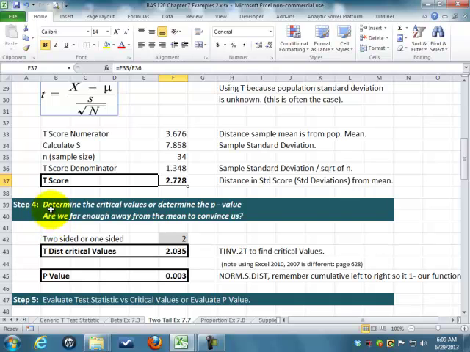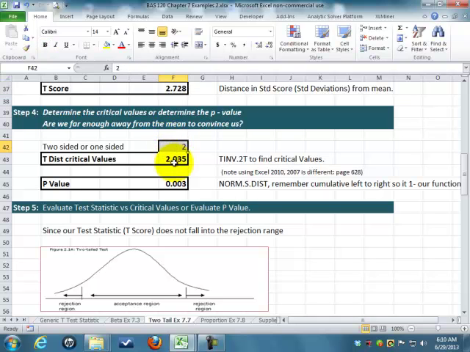So now we have to determine if that's far enough away from the mean. So we came down here, took a two-sided test. We use a slightly different TINV.2T, and that gave us a t-distribution critical value of 2.035. We went ahead and did our p-value. So it's left to right, so we did 1 minus our function, our NORM.S.DIST for our sample. We got a t-score of 2.7, a critical value of 2.8. So again, we're to the right, we're higher than that, so we're in this rejection region. So we're going to reject the null hypothesis.